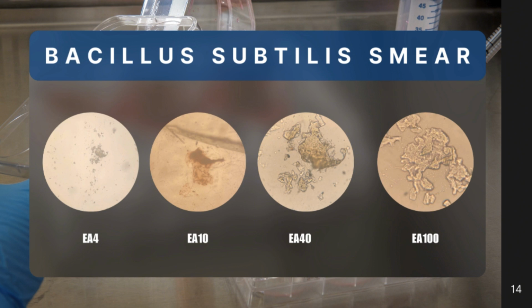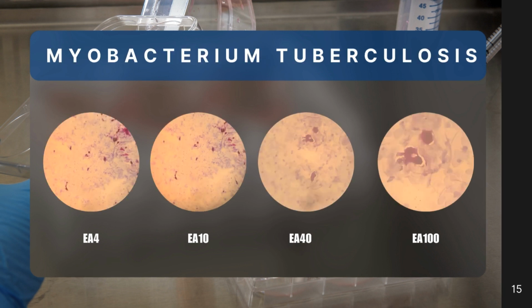It is often used as a model organism in scientific research due to its genetic and physiological characteristics. A smear of Bacillus subtilis may be used in laboratory settings for studying bacterial morphology, motility, and other characteristics. The next slide of specimen is Mycobacterium tuberculosis.